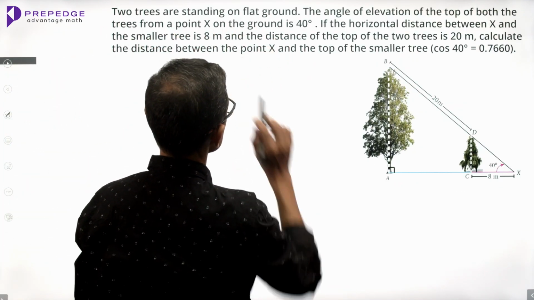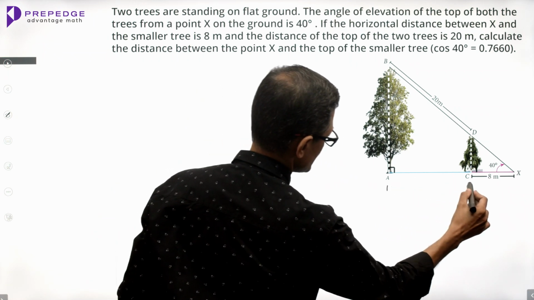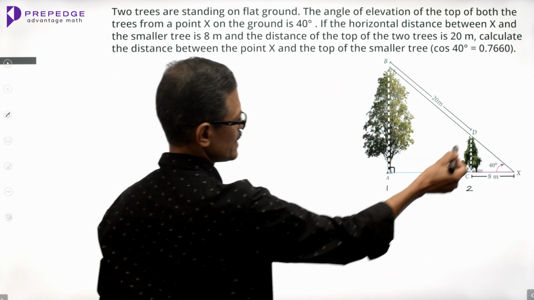Two trees are standing on flat ground, right? Let's take tree number 1 and tree number 2. This one is taller, this one is shorter.